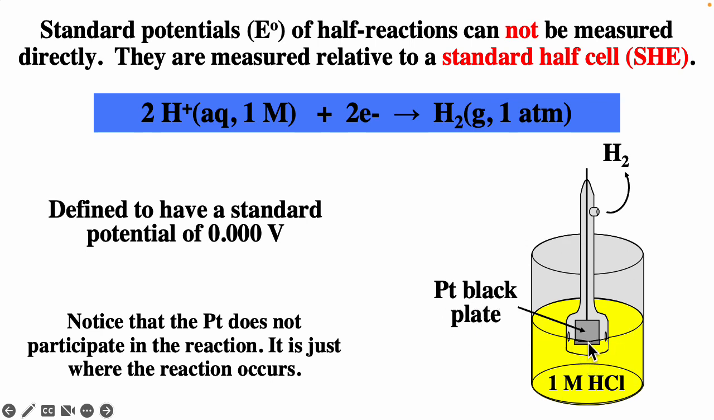The platinum is where the reaction occurs, but it's not involved in the reaction, neither consumed nor produced. It's just where the reaction occurs, and platinum is typically used because platinum is not very reactive. This is the standard half cell, and the potential is defined as being 0.